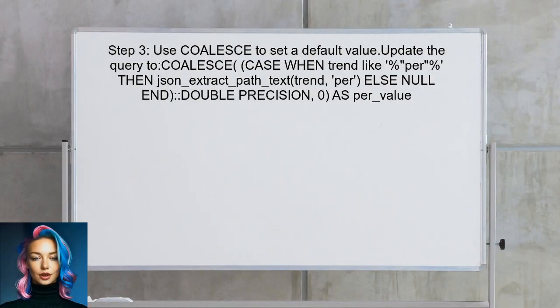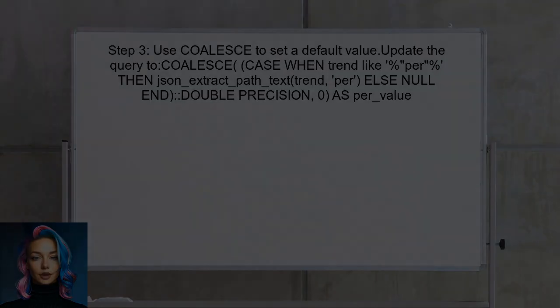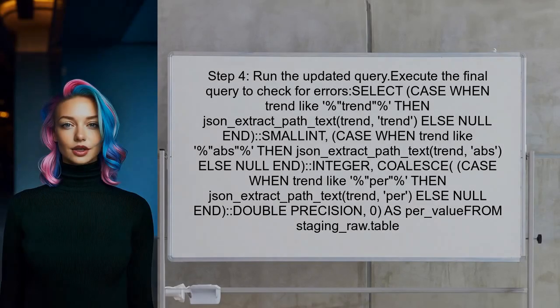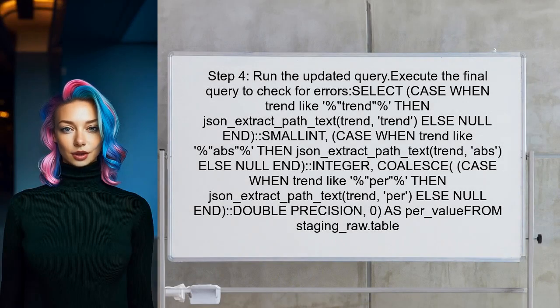Additionally, the user can set a default value for the per field in case it is null. This can be done by using the coalesce function. Finally, the user should run the updated query to ensure that it executes without errors. This will help confirm that the changes made are effective.